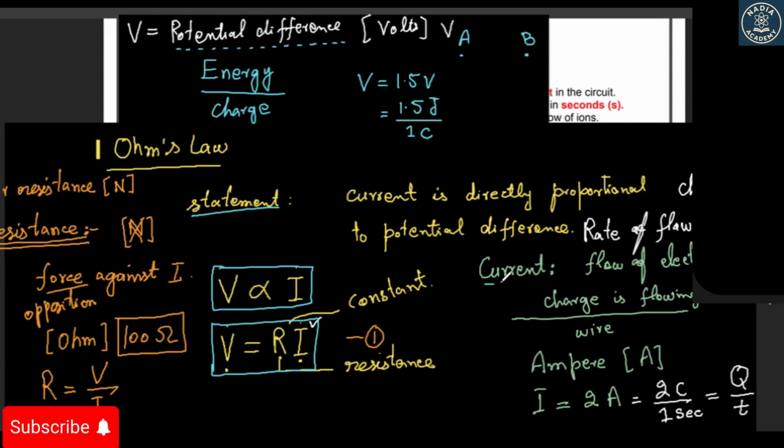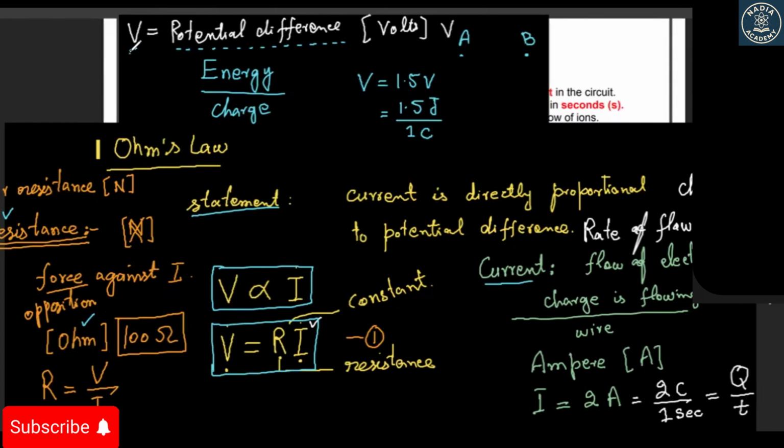And then we define the current. The current is the rate of flow of charge through any conductor. Conductor means the material through which electricity can flow, mostly the metals. If, for example, we have a current of 2 amperes, that means 2 coulombs of charge are passing through a wire every second. And the resistance is the opposition against the current, and its units are ohm. For example, if we have 100 ohms, then it means we need 100 volts of potential difference to push 1 ampere current through the circuit.